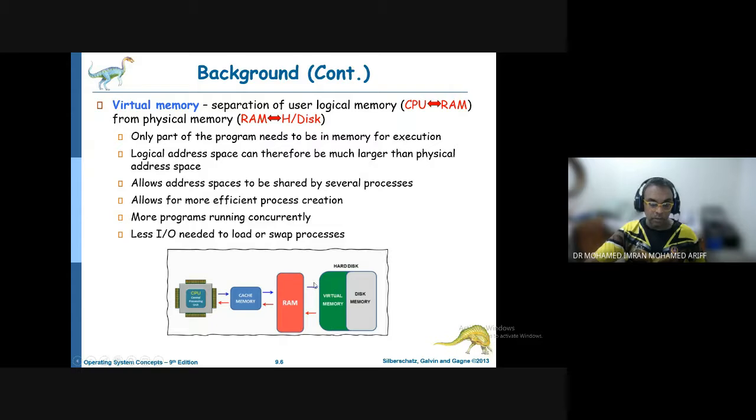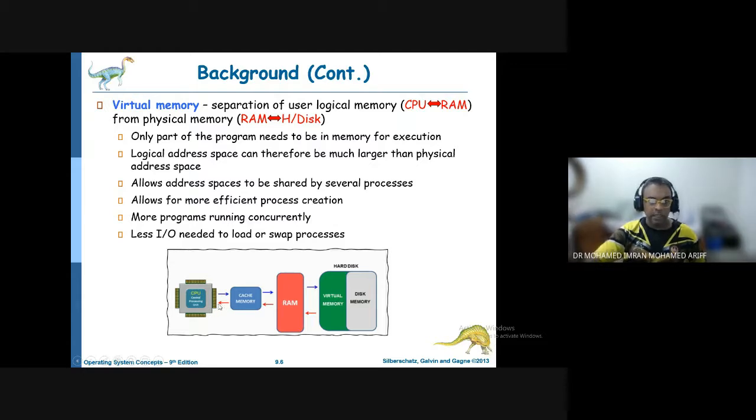Actually, the virtual memory is part of the RAM size. Okay, part of the RAM size, because the RAM is full. That's why it uses partially memory from the hard disk to become its virtual memory.